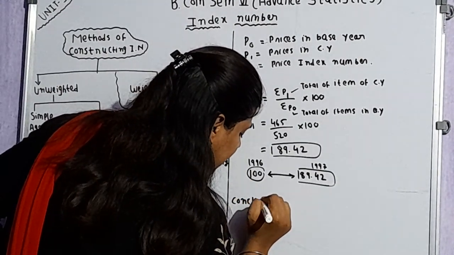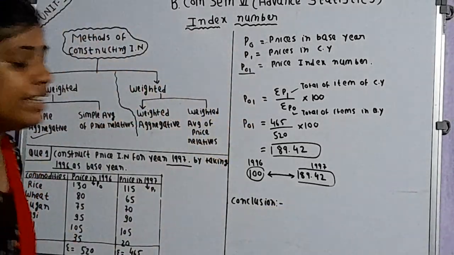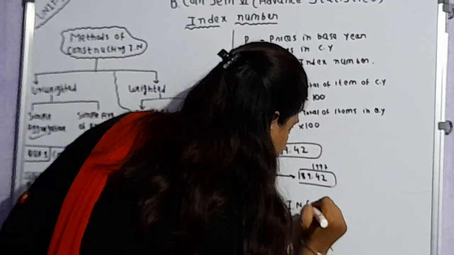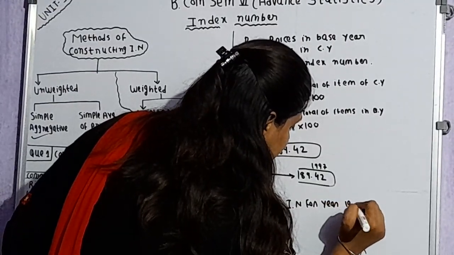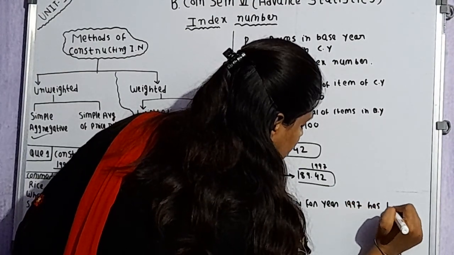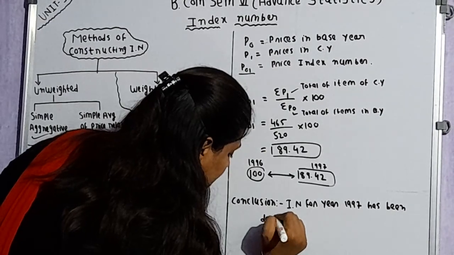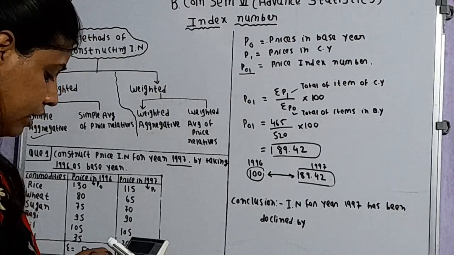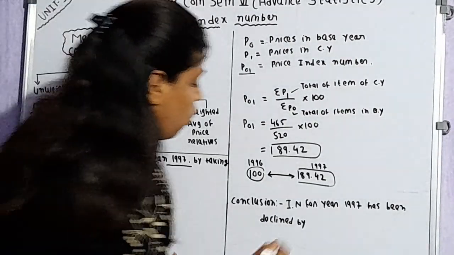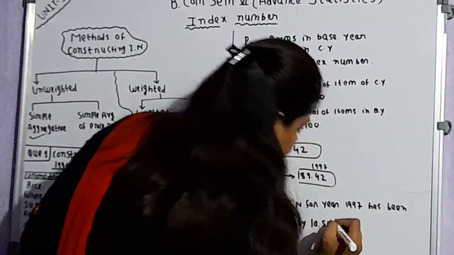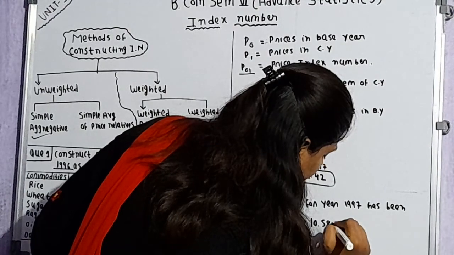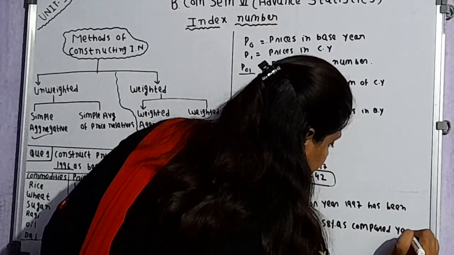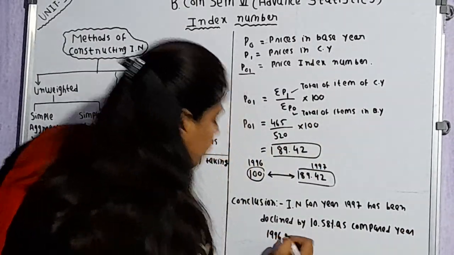How are we going to derive a conclusion out of it? Here we will say that the index number for year 1997 has declined by 10.58% as compared to year 1996. So this is going to be the conclusion.